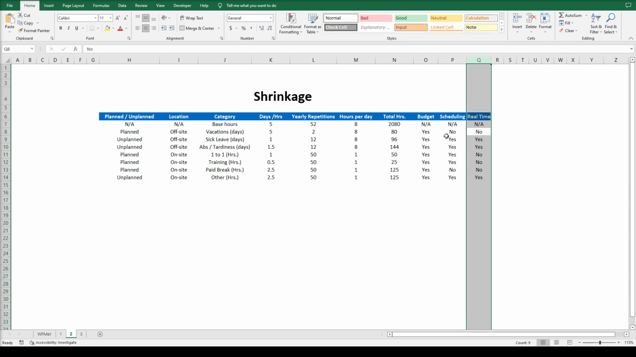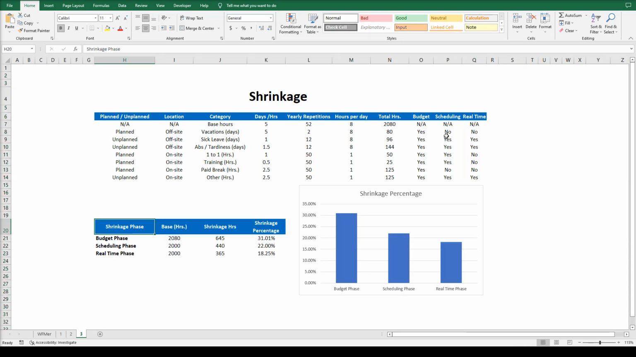Now, let's check out some percentages to compare numbers between the different phases of the WFM cycle. So, on this new table, we have the shrinkage phase, then the base hours, and then we have graphed this. On the right side, the graph with the percentages of each phase. Notice that the percentage changes on each phase, and also the base hours is different in the budget phase. And this is because I include vacations there and I don't count them on the others.